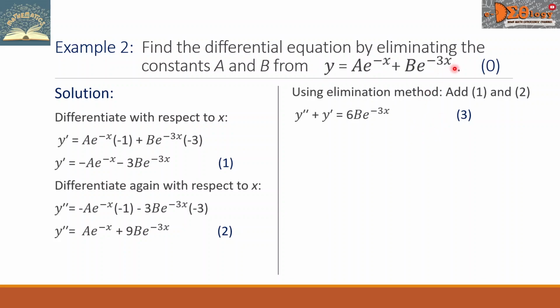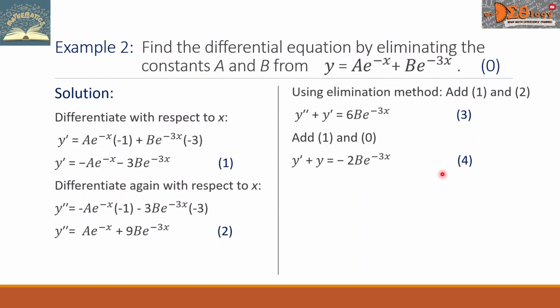Next, let us call our original equation here to be equation 0. Let us add equation 1 and equation 0. If we do that, we will have this result. Y prime plus y equals negative 2b times e raised to negative 3x. We observe that the variable a is also eliminated. And we call this equation number 4.